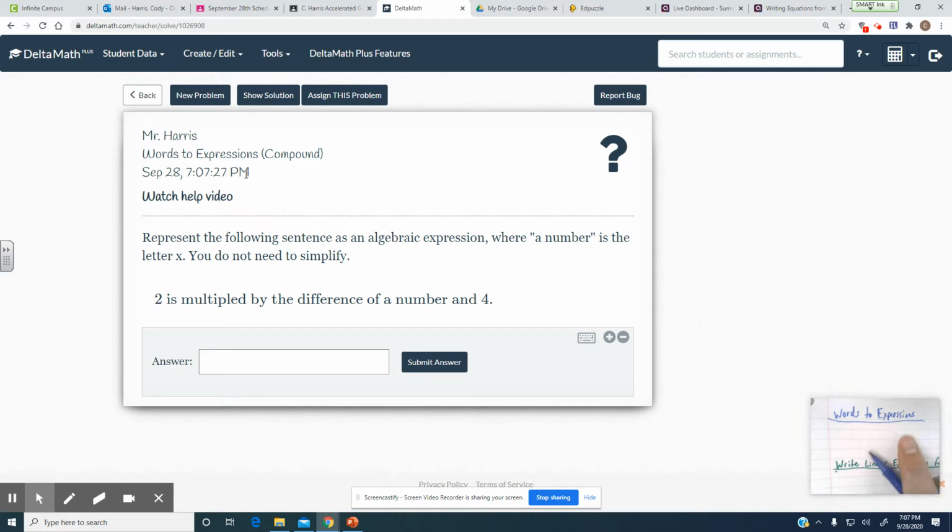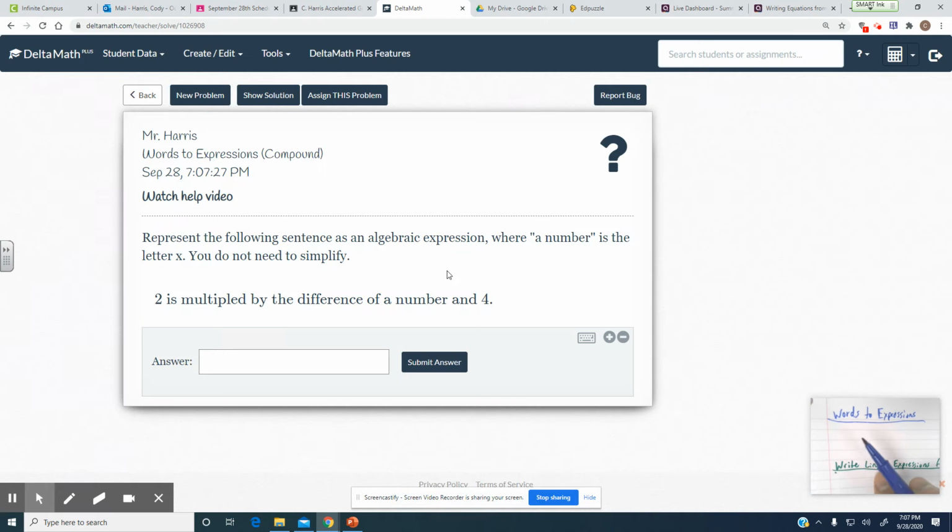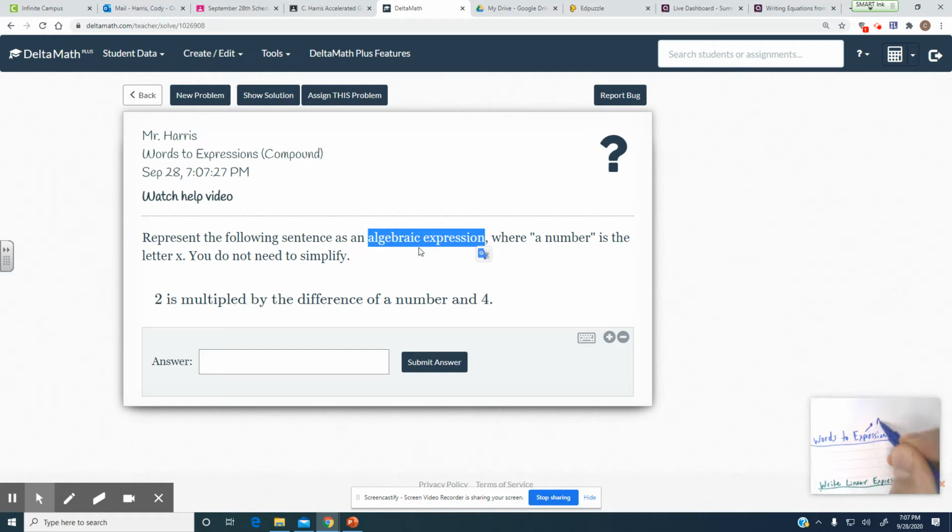You're going to see down here in the corner, you have my webcam. If you want to see me work these problems out, here is where that will happen. So let's get to it, guys. Anytime you see the word a number, that means a variable that we don't know. We're going to call that x. We're going to represent the following sentence as an algebraic expression. Reminder, an expression has no equal sign.